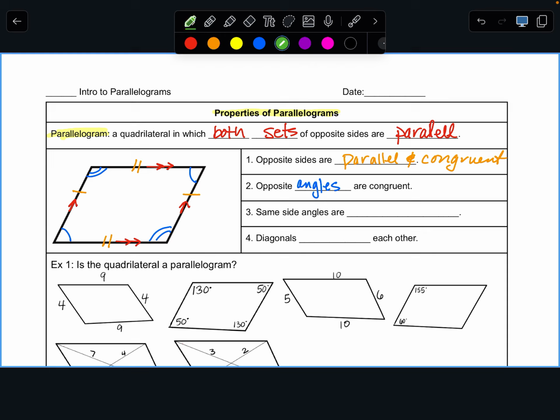Same side angles are supplementary. So these 2 are supplementary angles. Remember, what does supplementary mean? How much do they add up to? 180 degrees. And the last part, diagonals bisect each other.